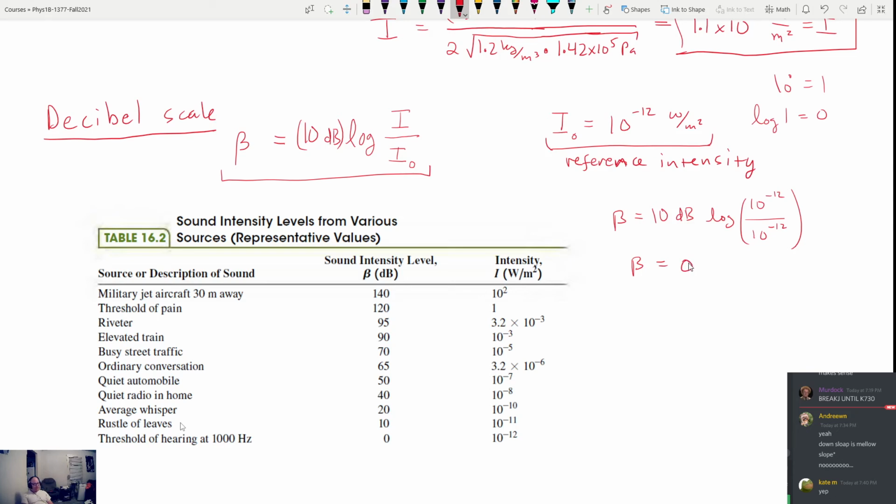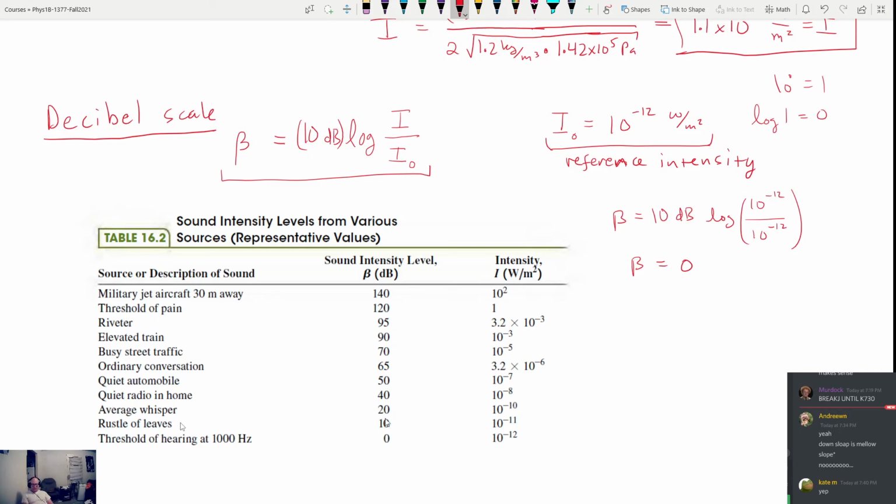So decibels can be negative too, right? Because if the numerator here was 10 to the negative 11, then this would have been the log of 0.1, which I think is equal to negative 1, right? The log of 0.1 is negative 1. Yeah. So you can actually have negative decibels too. So just keep that in mind.